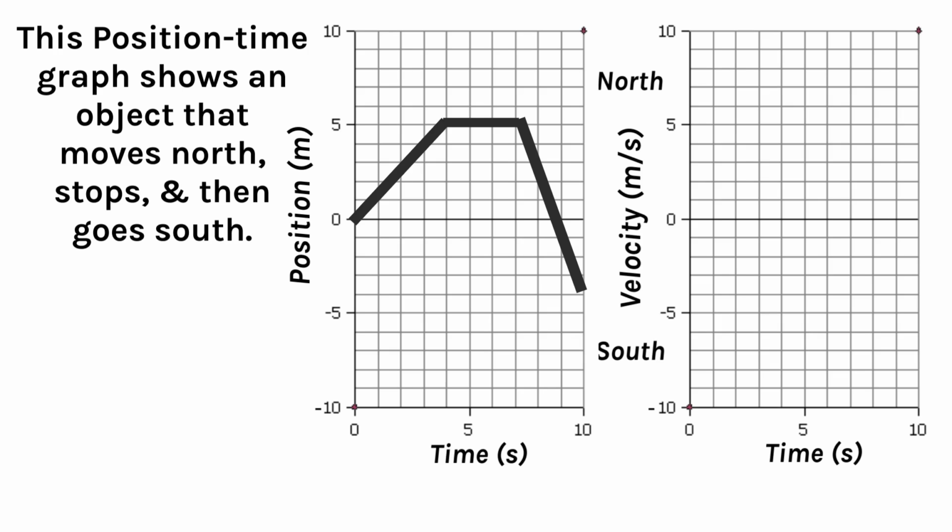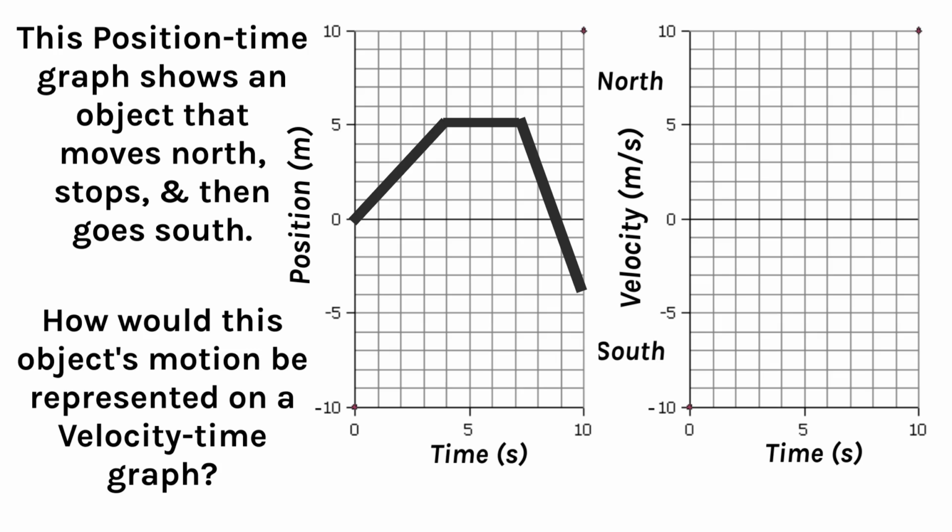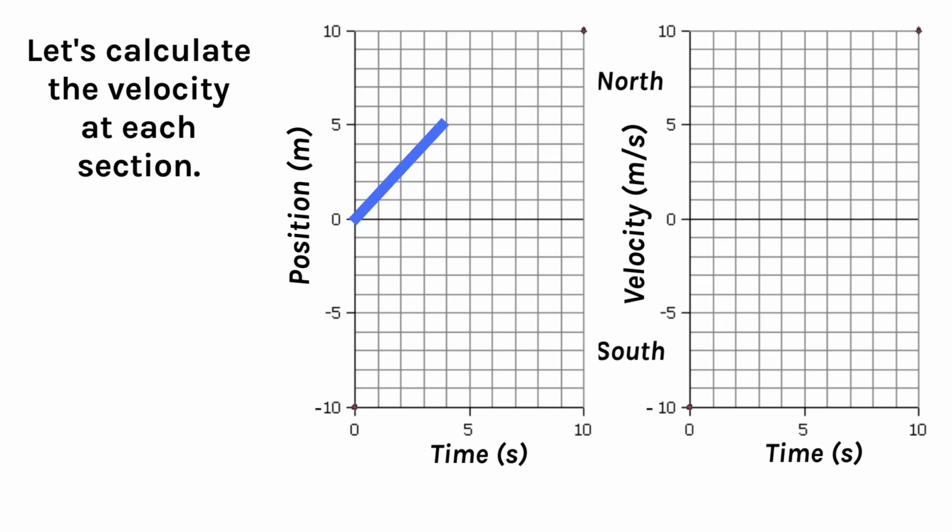This position time graph shows an object that moves north, stops, and then goes south. How would this object's motion be represented on a velocity time graph? Let's calculate the velocity at each section.